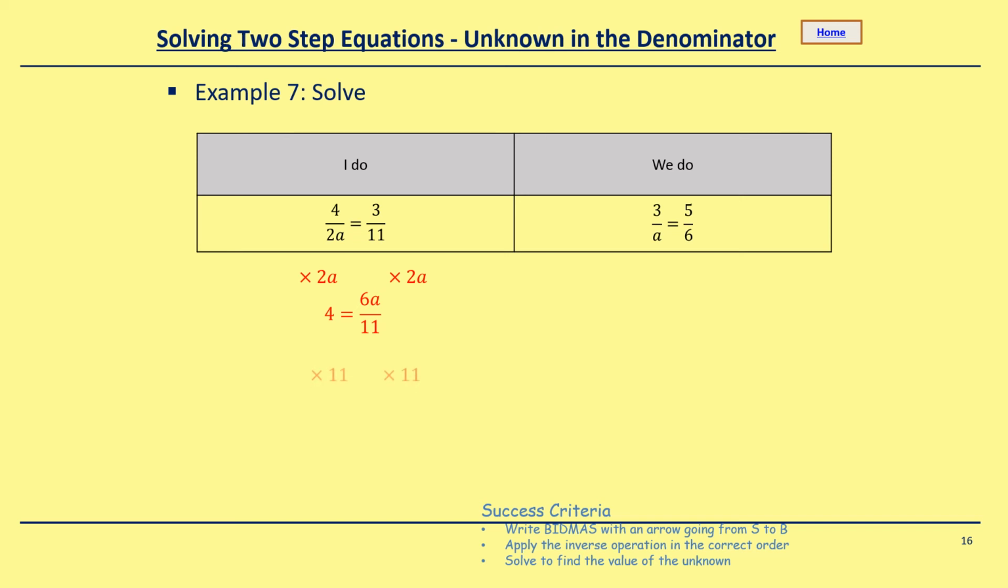Now we're going to multiply both sides of the equation by 11. That will give us 44 equals 6a. And now to get a on its own, we still have to divide by 6. So 44 over 6 equals 22 over 3, which equals 7 1/3. So now you pause the video and you try the we do.